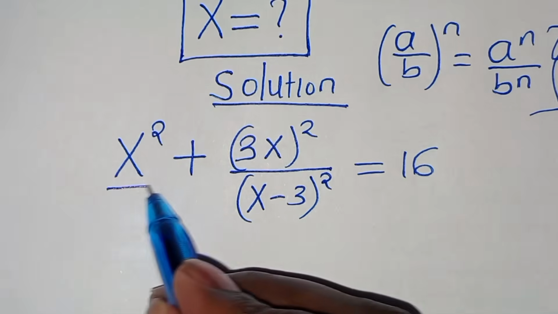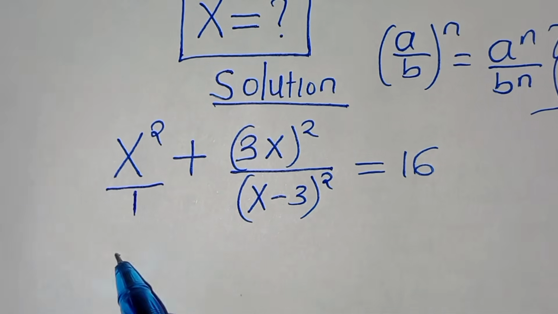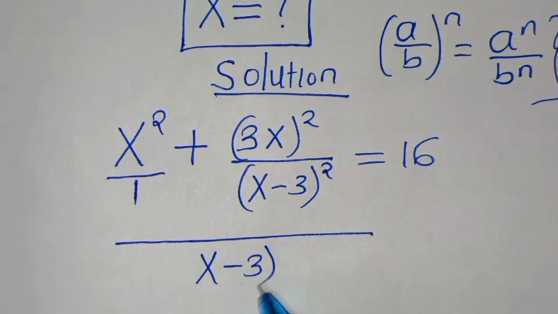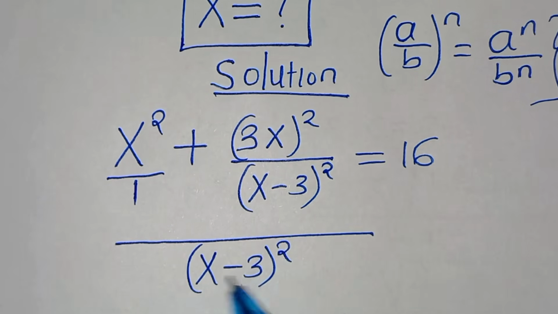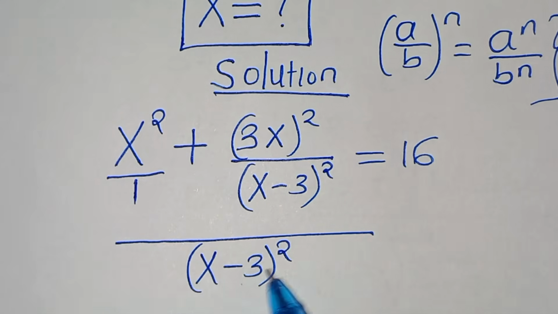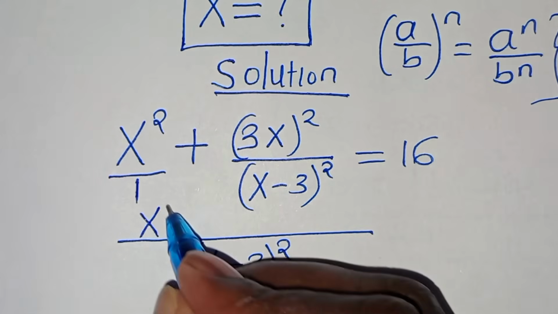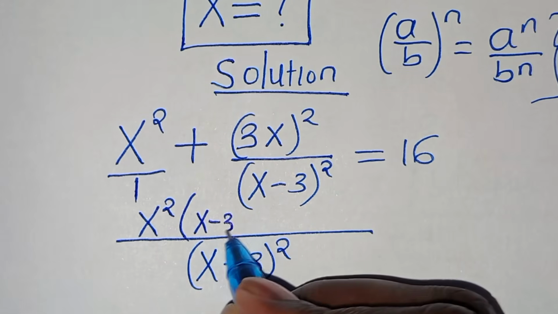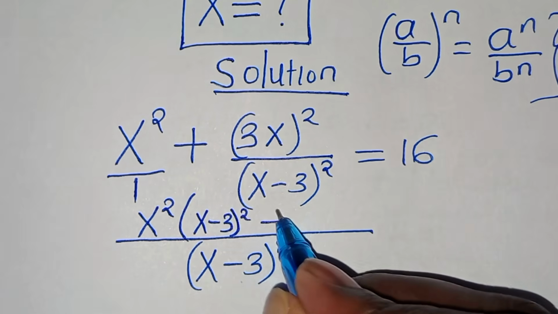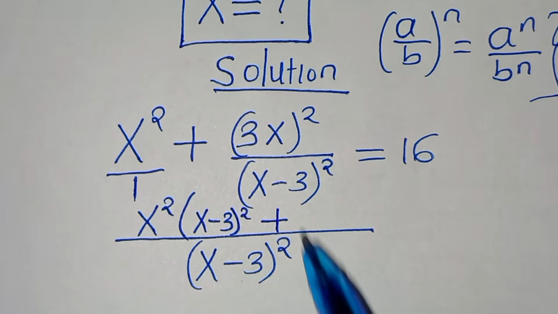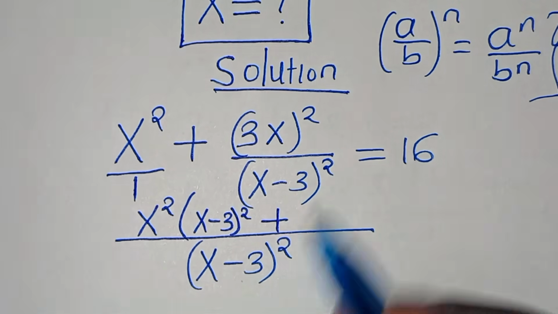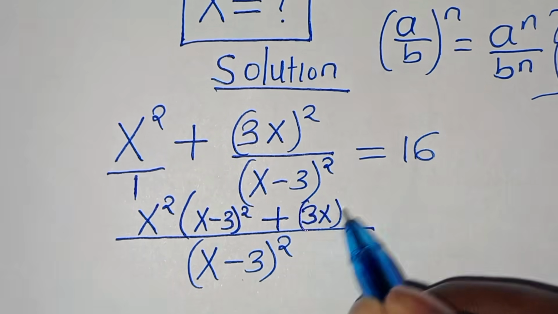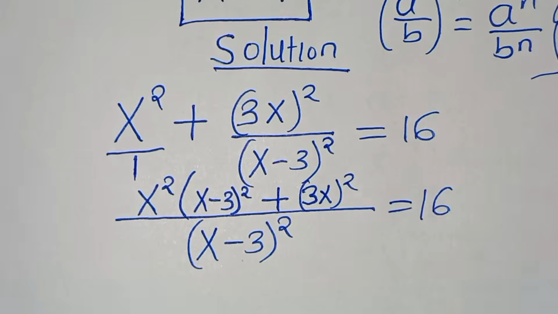So x squared is our whole number, so this is over 1. So that the LCM here is x minus 3 to the power of 2. So that's x minus 3 to the power of 2 divided by 1. This is x minus 3 to the power of 2, then times x to the power of 2. So we have x squared multiplied by x minus 3 raised to the power of 2, then plus x minus 3 to the power of 2 divided by x minus 3 to the power of 2. This simplifies. Then multiplied by 3x raised to the power of 2. This is equal to 16.